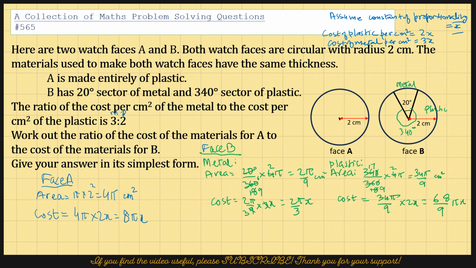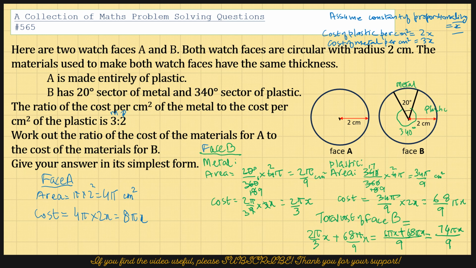So the total cost of face B would equal 2 pi out of 3 x plus 68 pi out of 9 x. With 9 as the denominator, 2 pi out of 3 becomes 6 pi x, plus 68 pi x, and that would equal 74 pi x out of 9. Okay, so that's the cost.